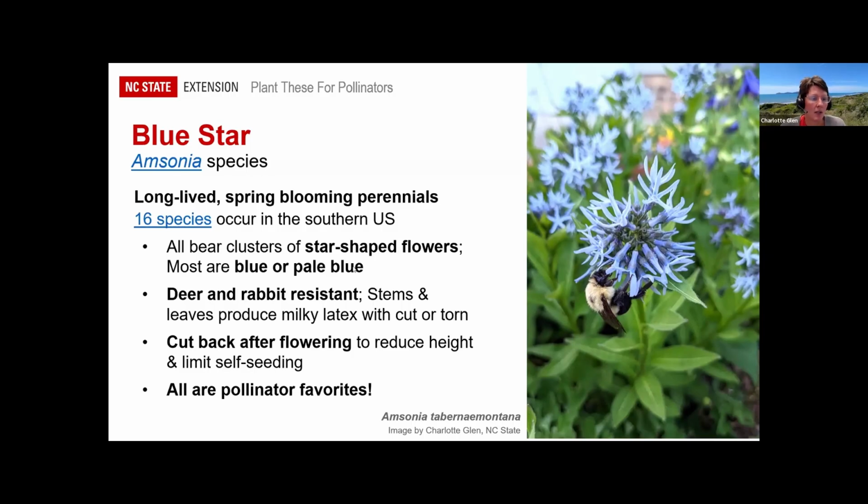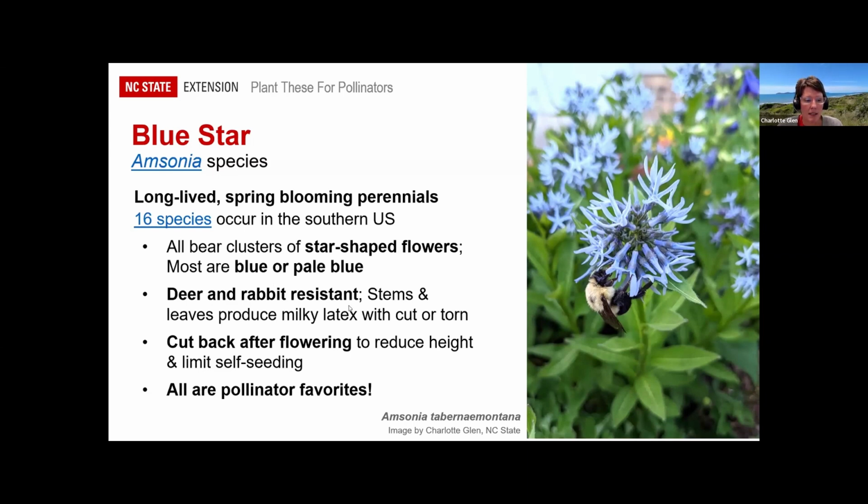So Blue Star or the Amsonia species all tend to be very long-lived, spring-blooming perennials. There are 16 species in the southeastern United States, but there's really only 2 that you run into pretty frequently at garden centers or nurseries that carry a range of perennials. One of them being the Blue Star pictured here, which is Amsonia tabernaemontana.